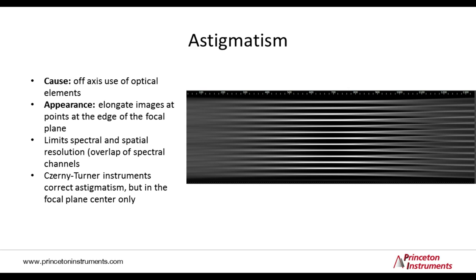However, coma, in a basic system, is typically corrected, but can only be corrected at a single grating angle. So, for example, a spectrograph might be corrected for use at 500 nanometers with a specific groove density grating.